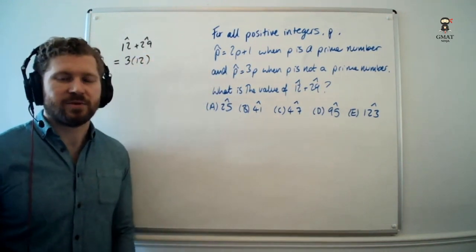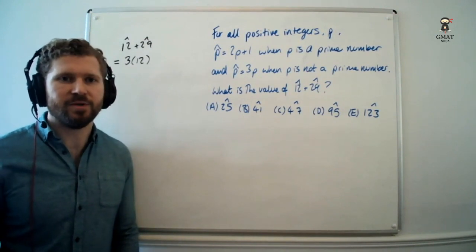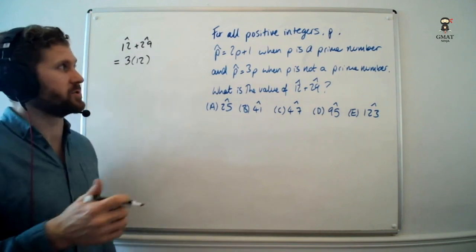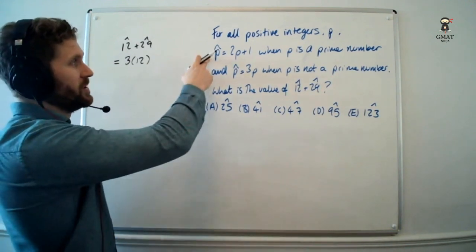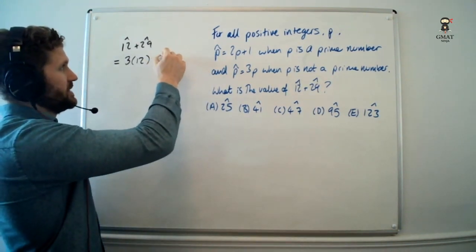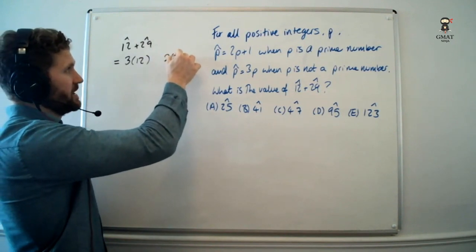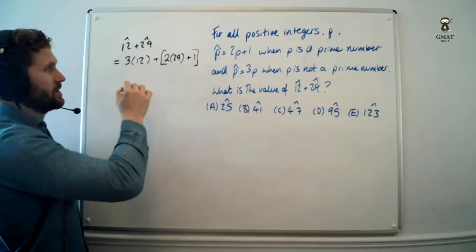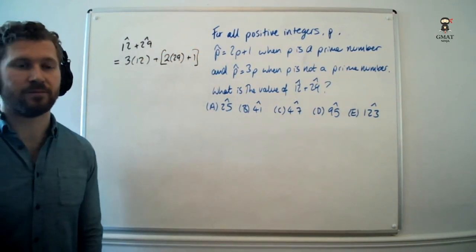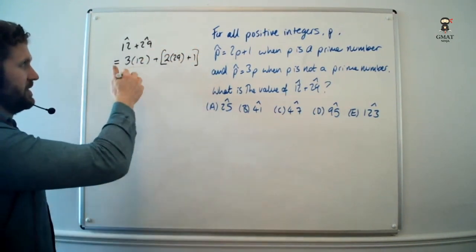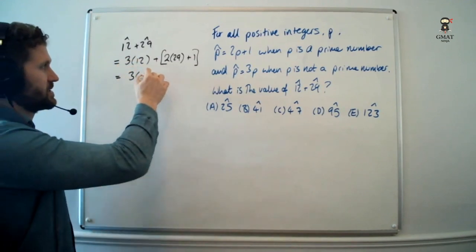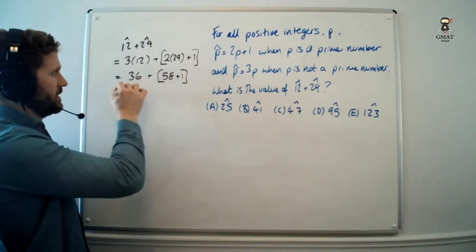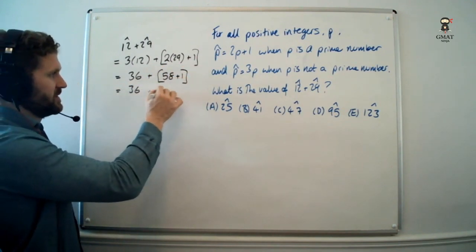29, on the other hand, 29 is a prime number. The only way you can split 29 up is to say that it's 29 times 1. So because 29 is a prime number, we put it through this first rule. So 29 with the hat on is 2 times 29 plus 1. And I need to add the results of those two numbers together. All right, let's simplify this. 3 times 12 will be 36. 2 times 29 is 58 plus 1. So I'm ending up with 36 plus 59.